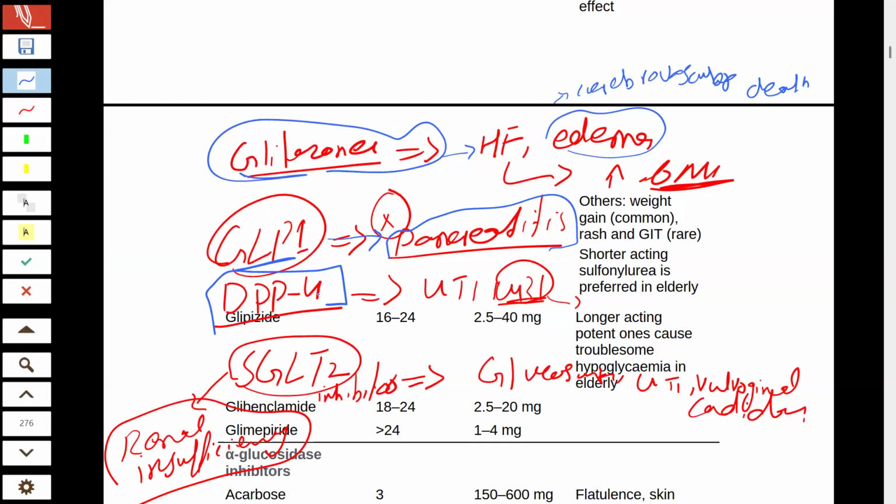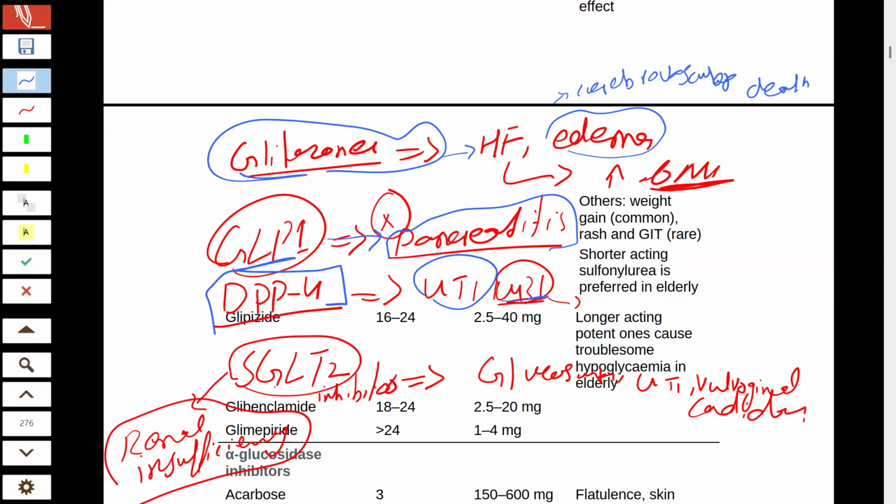DPP4. These drugs will cause UTI as well as upper respiratory infection, like respiratory infection and urinary infection. So if the patient already has a UTI or any respiratory infection, avoid DPP4 in this patient group.